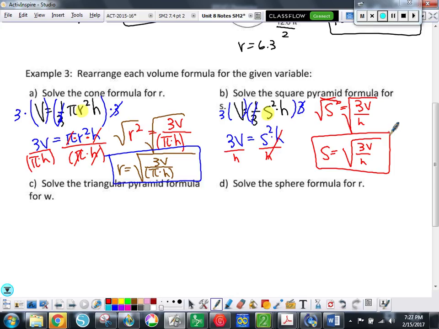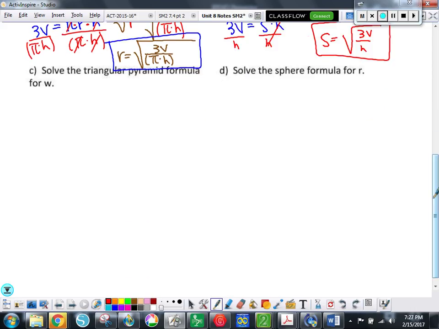So let's try part C. Solve the triangular pyramid formula for W. So the triangular pyramid formula, volume equals, what do we say up there? We've got 1/3, but because it was a triangle, we're going to say 1/6 times the length times the width times the height. And I want to get W by itself.